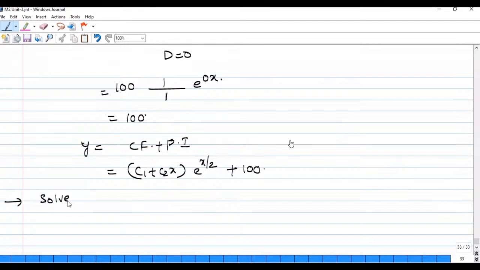Solve D cube minus 5D square plus 8D minus 4 of y equal to e power 2x. Find out the roots of this equation.